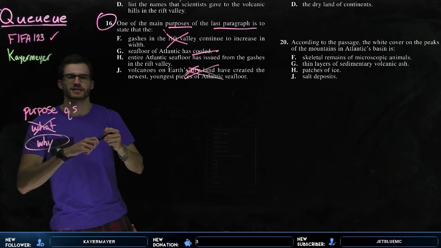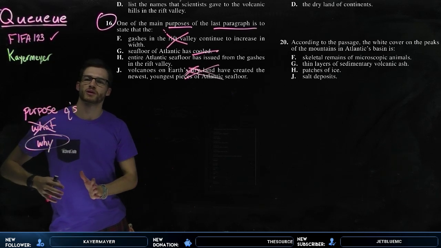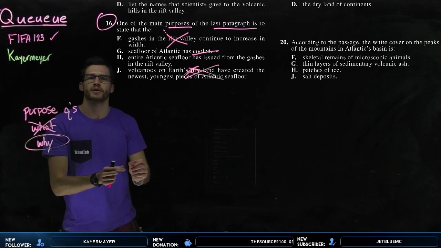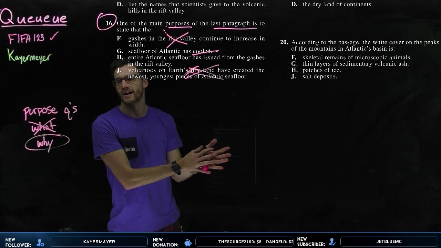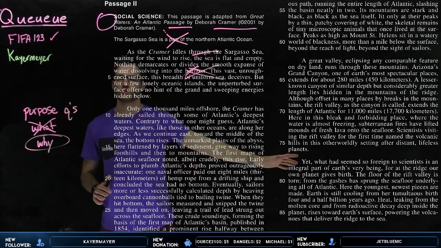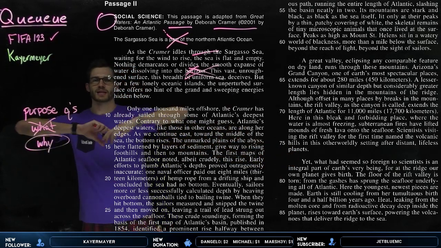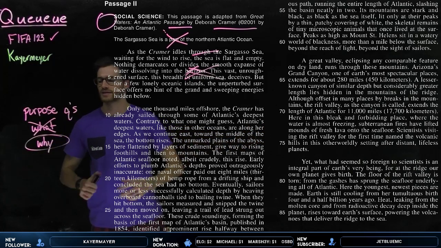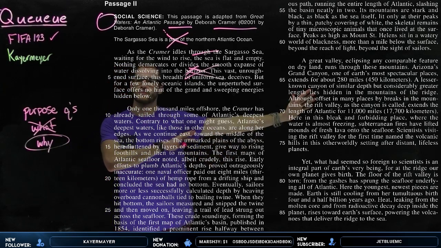The purpose of this paragraph has to also be in line with the purpose of the passage as a whole, and we don't care about the Rift Valley specifically. The Rift Valley is what the whole thing's about. Nah. It's about that part, but the reason for this passage is about how the Rift Valley has created the Atlantic seafloor. That's why they're saying this part. So it is in service of this bigger purpose.